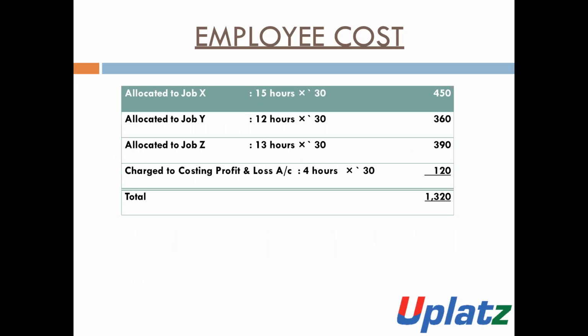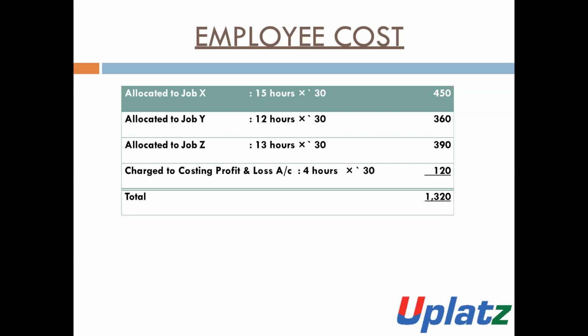Now we will discuss the allocation of job. Allocation to job X is 15 hours into 30 rupees per hour, 450 rupees. Allocated to job Y, 12 hours at 30 rupees per hour, 360 rupees. Allocation to job Z, 13 hours at 30 rupees per hour, 390 rupees. The amount charged to costing profit and loss account, meaning abnormal hours, is 4 hours into 30 rupees per hour.